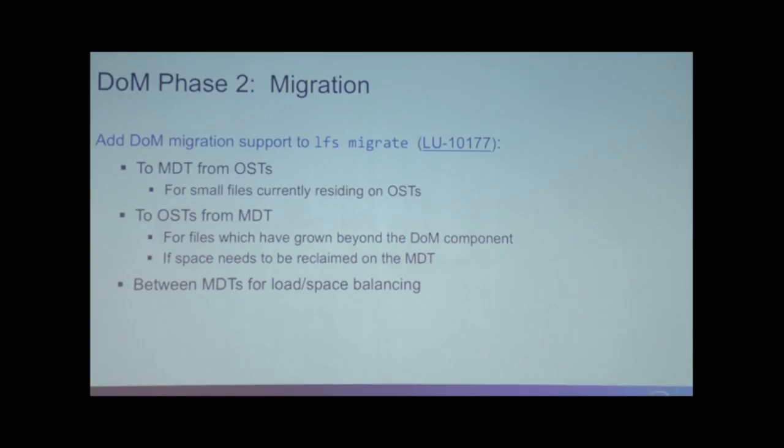With migration, we want to enable LFS Migrate to work with DOM files, and there are 3 cases. The first case is migrating a file to the MDT that's currently on OST. So you have small file data living on OSTs, and you need a way to bring that in and store it on the MDT. The second is migrating to OSTs from the MDT. For example, you have small file data sitting on your MDT, it has grown in size, and it now has the rest of its file data on OSTs. For whatever reason, you need to move that first DOM component to the OST as well. For example, if you need to reclaim space on the MDT, you may choose to migrate some of that data with the rest of the file components.